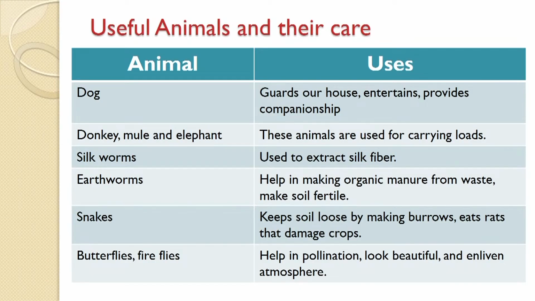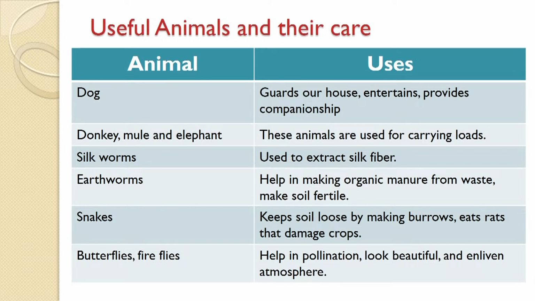Next comes the donkey, mule as well as elephant. These are the animals which are used for carrying heavy loads. Next comes silkworm. Silkworms are particularly reared to extract the silk fiber, and from the silk fiber we can get our clothes as well as our apparel. Next comes earthworm. Earthworms are called the friend of the farmer.